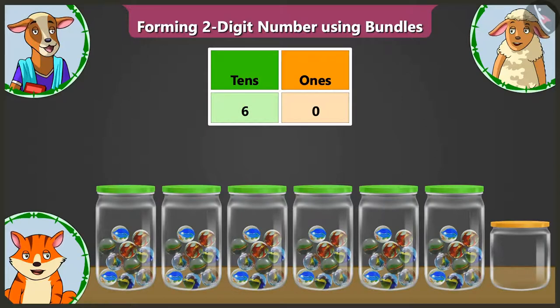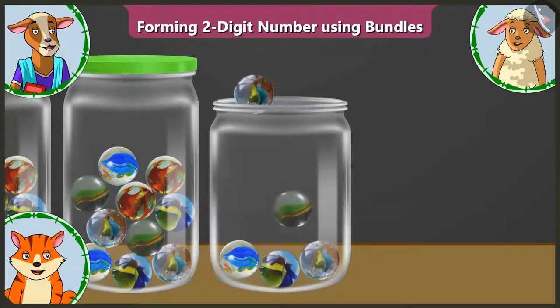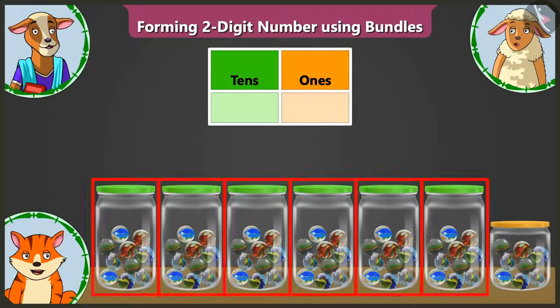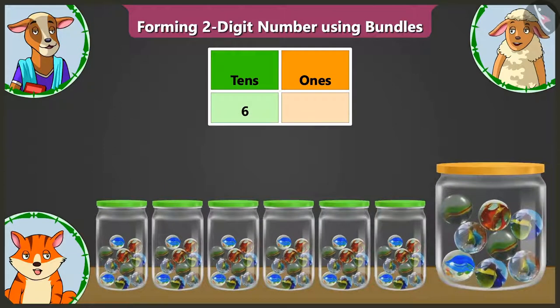We understood. Now look, in this empty seventh jar, I am putting some marbles in it. Now tell me, Lily, how many marbles are there in total? Here in the first 6 jars, there are groups of 10 marbles each. That means there are 6 groups of 10 marbles each. That is why in the tens box, we have to write 6. Well done, Lily. Now in the seventh jar, we have put 1, 2, 3, 4, 5, 6, 7 and 8 marbles. So, in the ones box, we have to write 8.